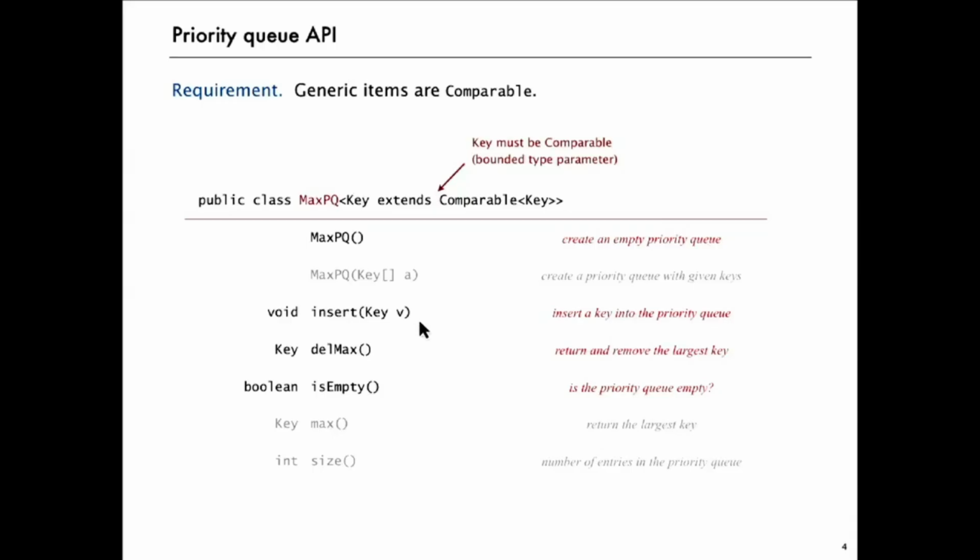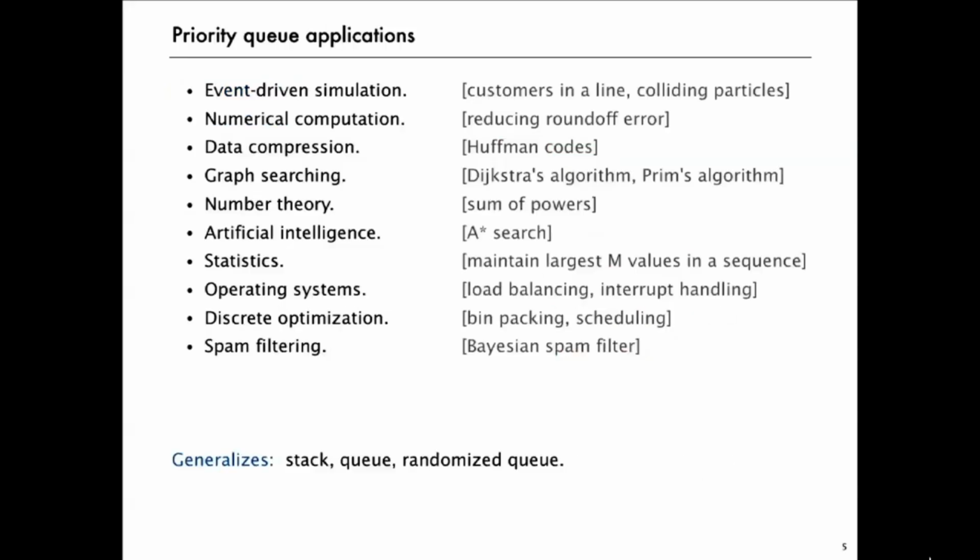Then there's insert, that's put something in, like push in a stack or enqueue in a queue. Then delete the maximum. I refer to delete the maximum just to avoid confusion. We have a separate implementation, usually MinPQ, where we delete the minimum. Then test is empty, and we also sometimes have an extra method that just gives us the value of the largest key, and also size, which is useful sometimes in collections. You might also want it to be iterable, but we'll skip that for now.